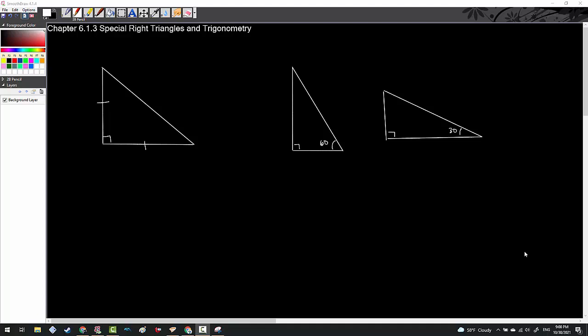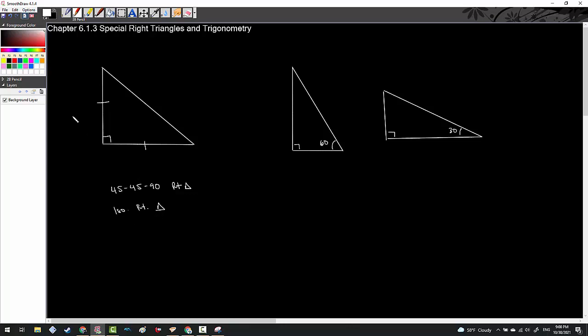Before we dive into the lesson, I do want to take a second and review our special right triangles. We've covered two of them in the previous lesson. The first one was the 45, 45, 90 right triangle. I'm going to write that down here, the 45, 45, 90 right triangle. Sometimes people call this the isosceles right triangle.